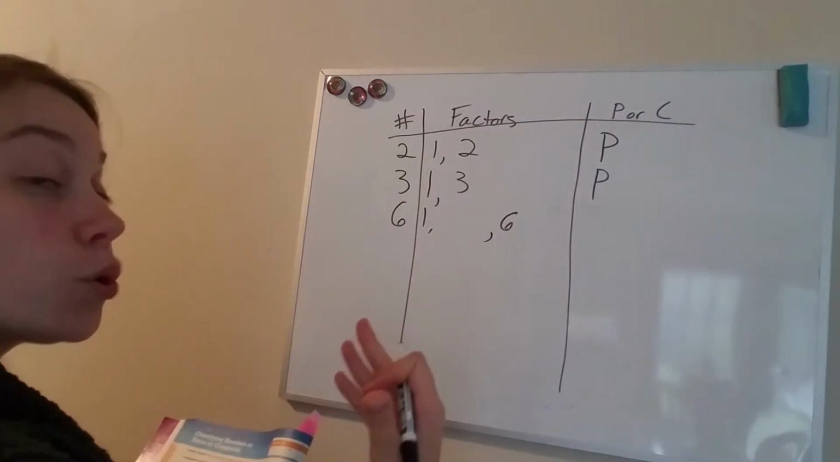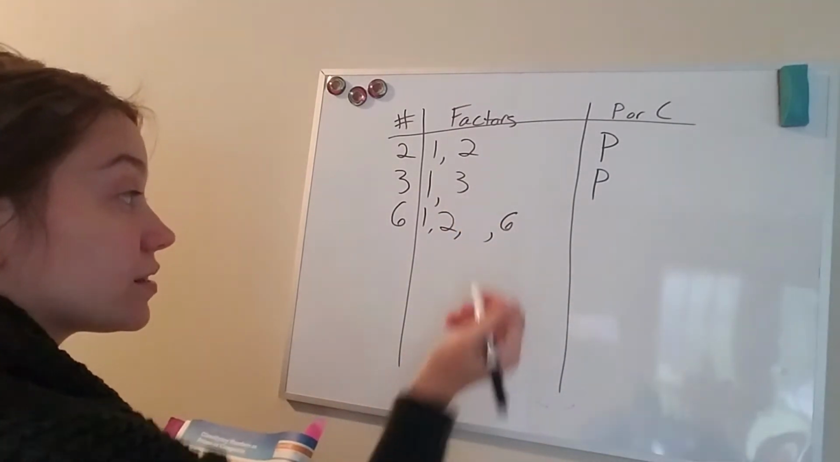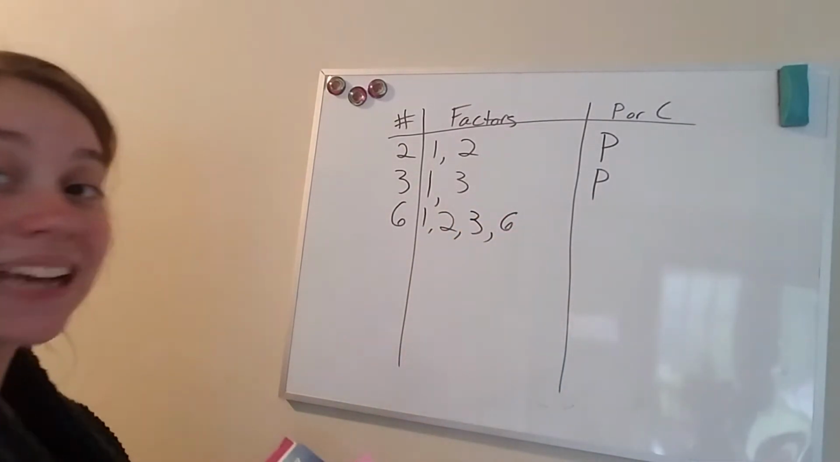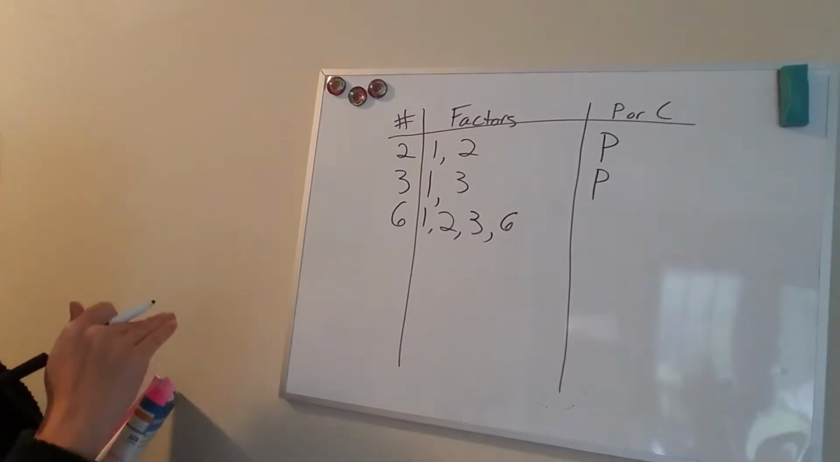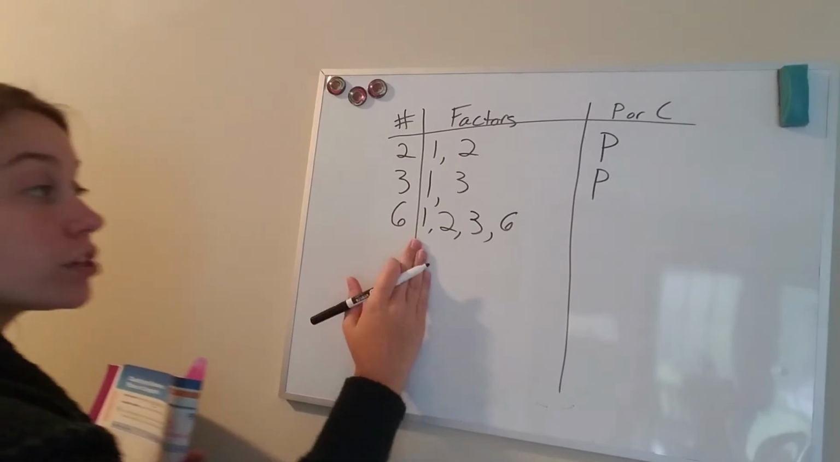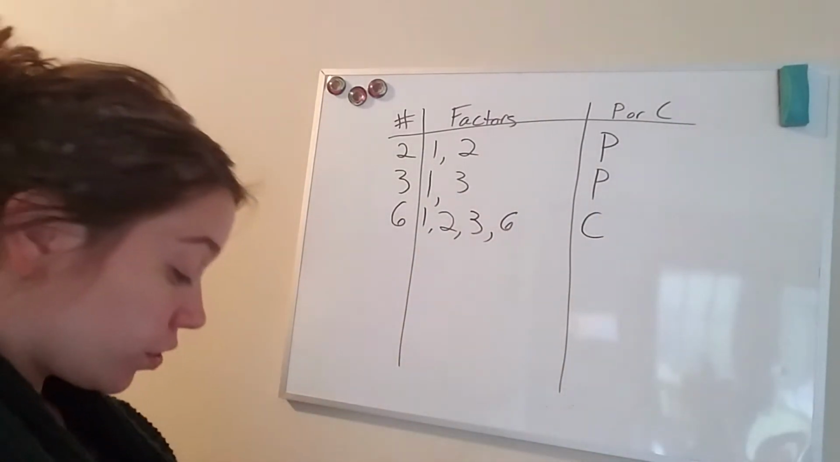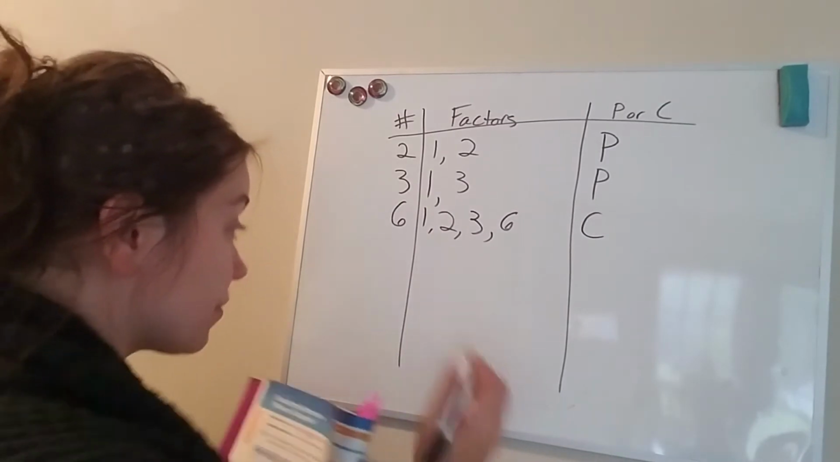Can we put 2 in it? Yes. 2 times what gets us 6? 3. And then I've reached my turnaround fact. So that is all of mine. But it has more than just 1 in the number itself, meaning it is composite. Great job. Let's do 7.